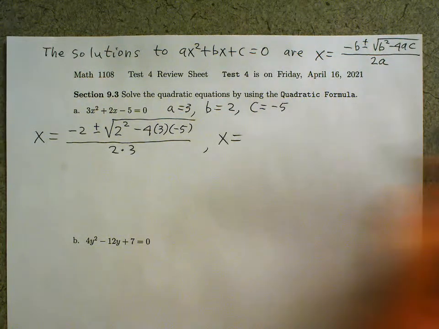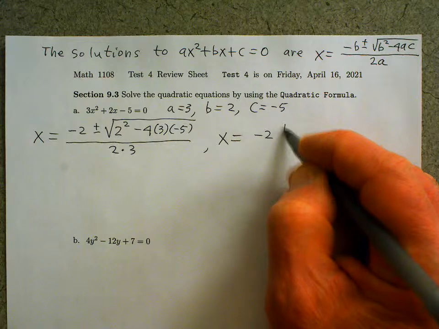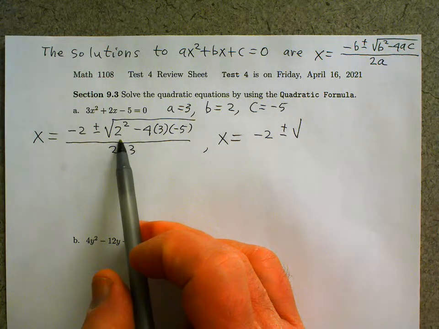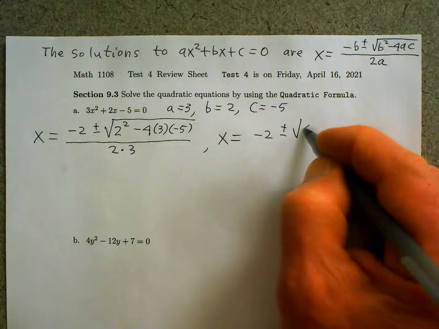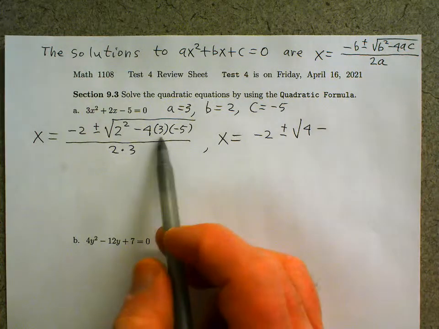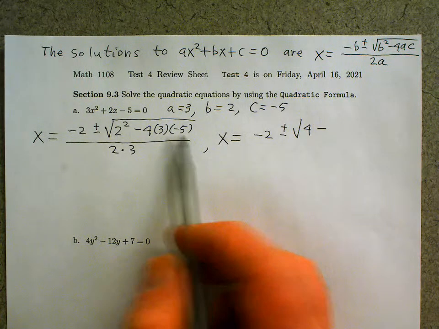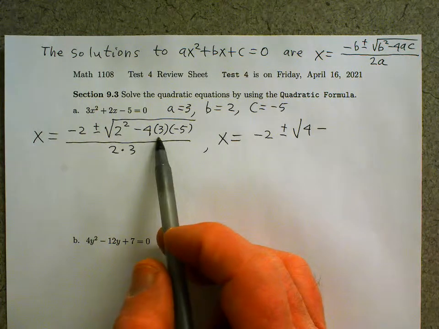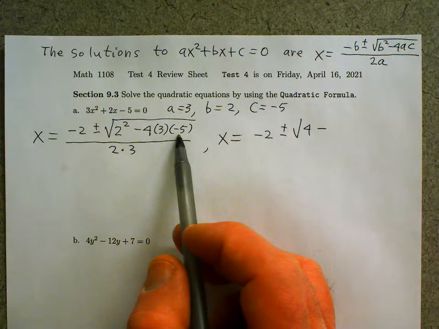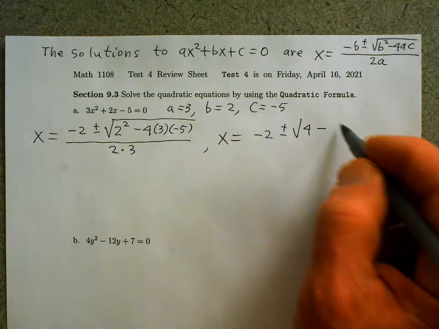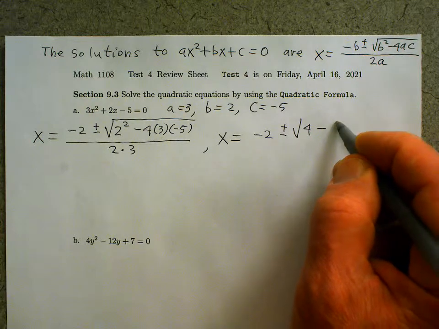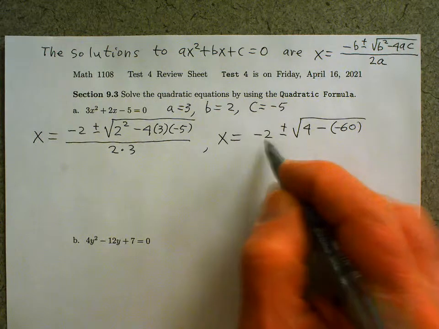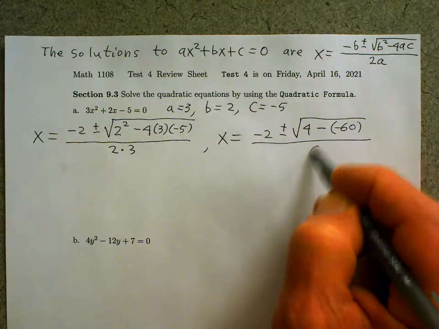And so x equals negative 2 plus and minus the square root of 4 minus 4 times 3 times negative 5. 4 times 3 is 12. 12 times negative 5 is negative 60. So inside the square root, it's 4 minus negative 60. And all divided by 6.